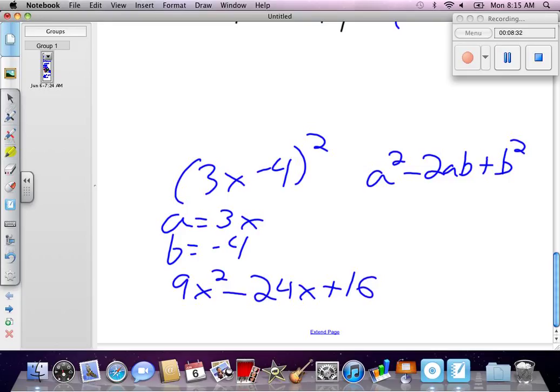Okay? You guys see how she got that? A is always your first term, B is always your second term. And then I just plugged it into that little formula. You can have that on there. If the terms were A plus B squared instead of A minus B squared, the only thing that would be different is you'd have a plus sign right here.